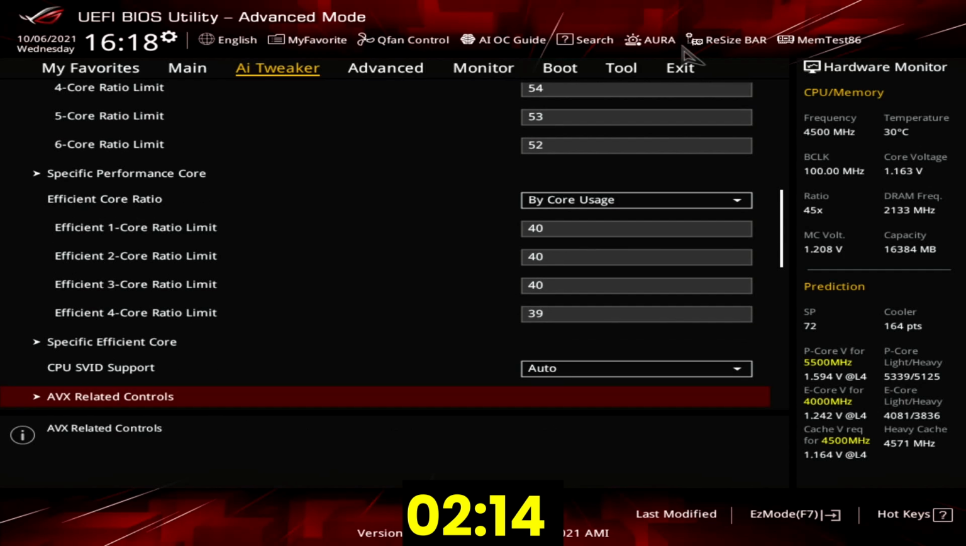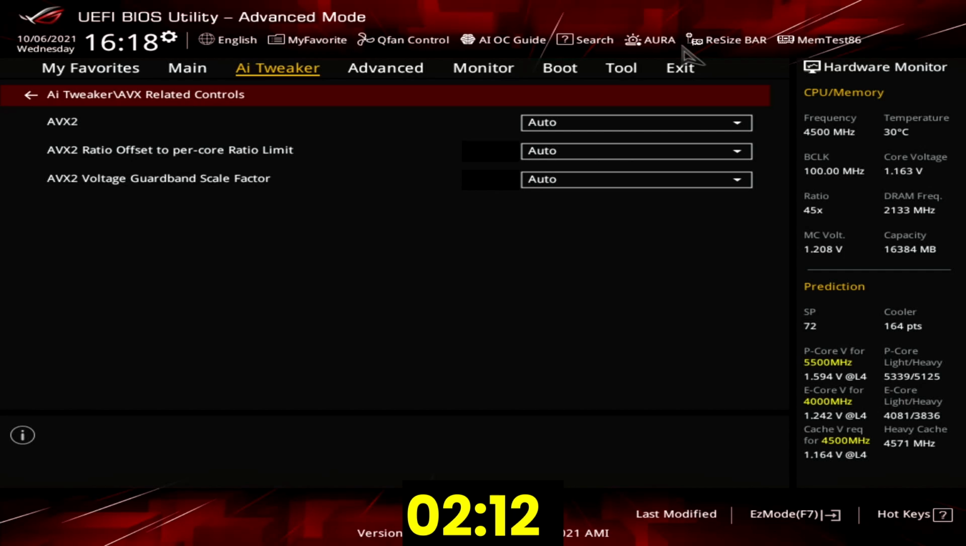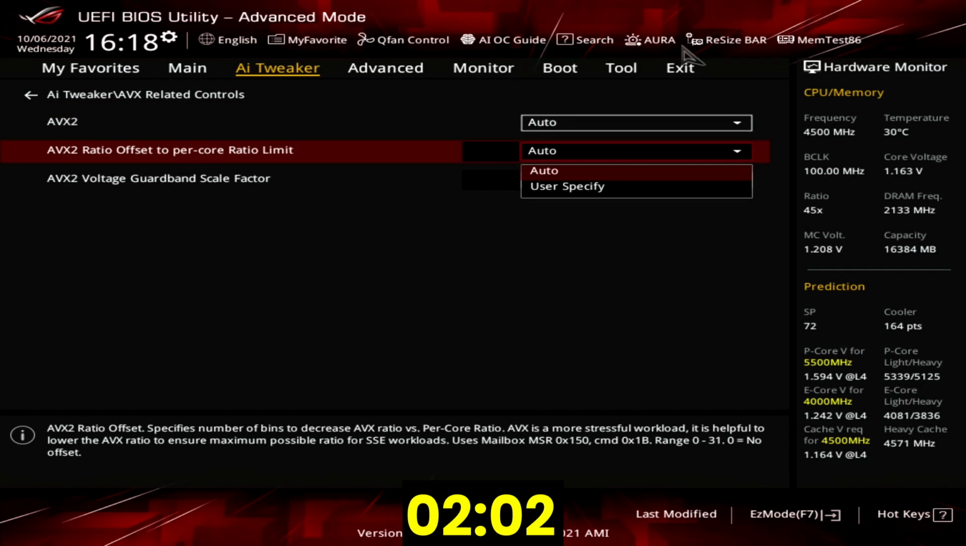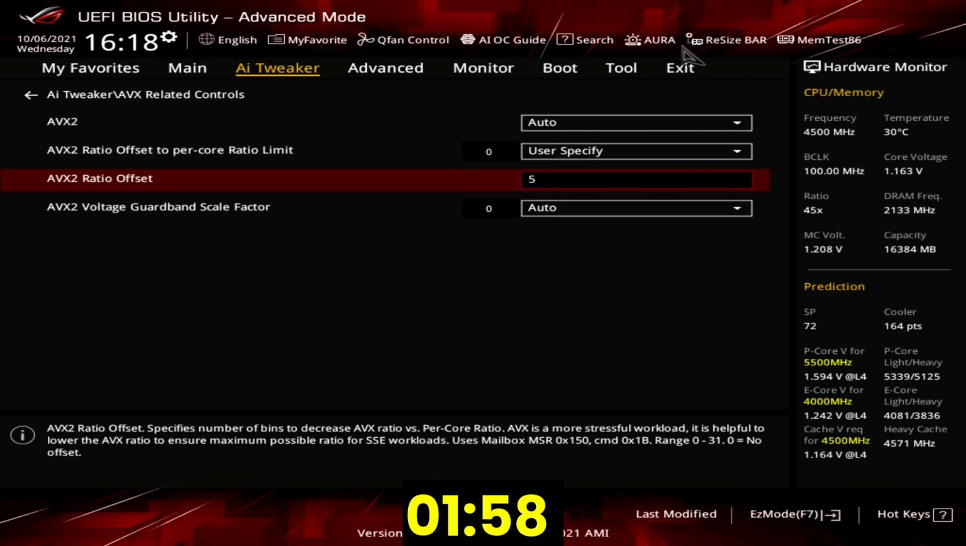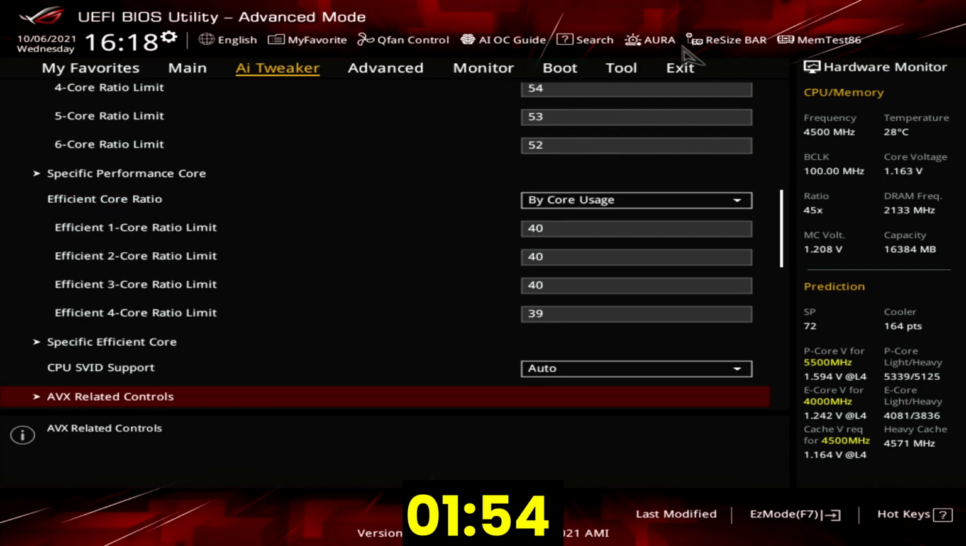Enter the AVX related controls submenu. Here we will configure the AVX negative ratio offset such that when AVX workloads occur, our system will sufficiently reduce the clock frequency. Set AVX2 ratio offset to per core ratio limit to User Specify. Set AVX2 ratio offset to 5. Leave the AVX related controls submenu.